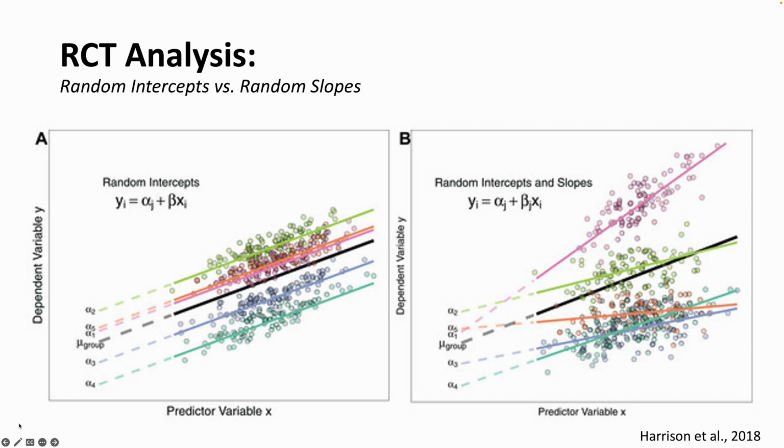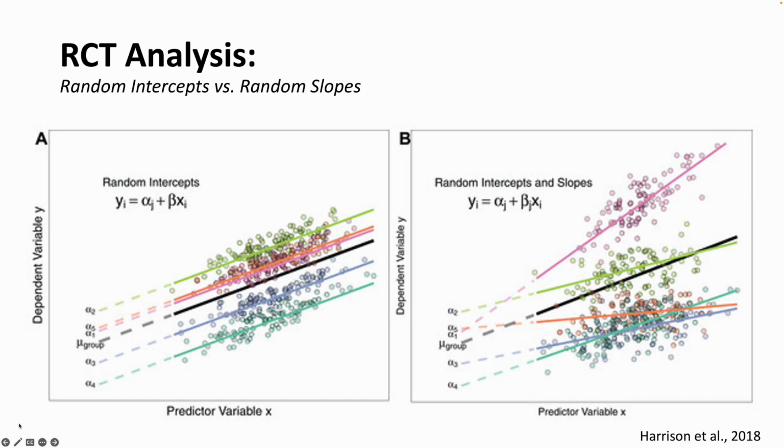Now, in terms of understanding the difference between random intercepts and random slopes, a random intercepts model sets the starting point for each individual, but the slope of the line is going to be the same for all individuals in that group. Whereas a random intercepts and slopes model allows each individual to have their own slope of change over time.